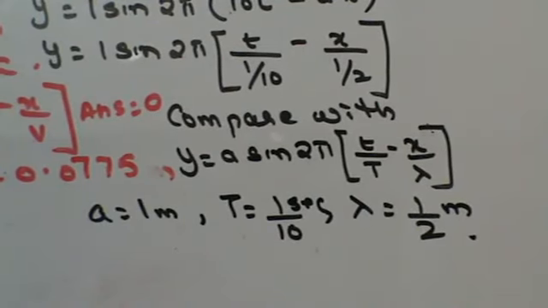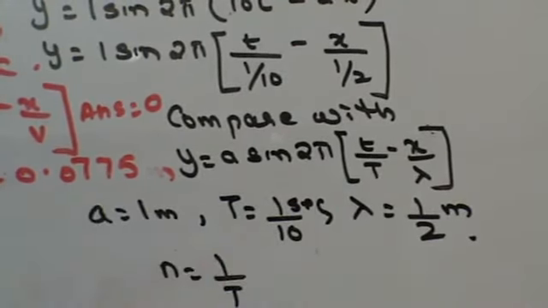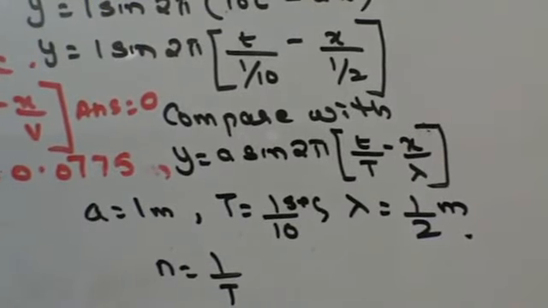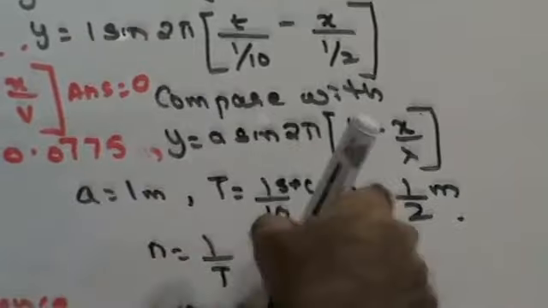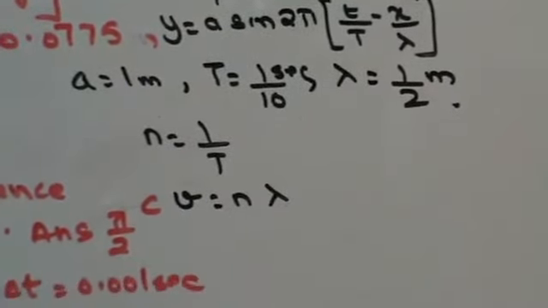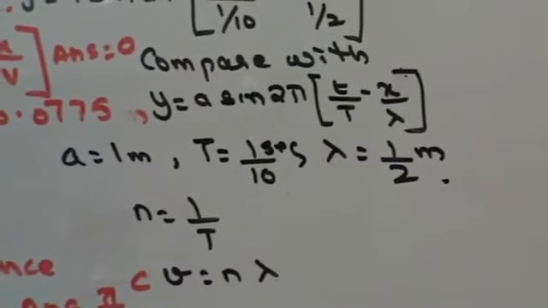Now we already know the time period, so we can find out the frequency. Frequency is nothing but 1 upon T. I should be able to get that. And velocity, v is equal to n lambda. N I know from here, lambda I know from here. I should be able to calculate and get that answer. Next, take on the next one please.